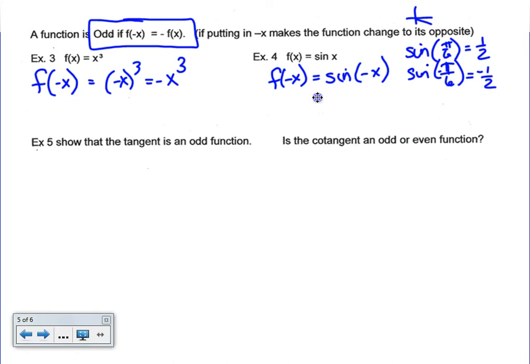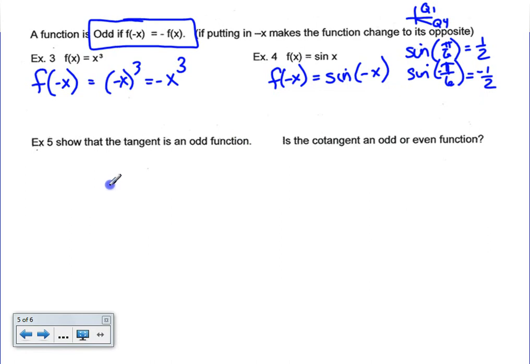And if you think about this, the reason that works is because this is quadrant 1, and this is quadrant 4. Sine is positive in quadrant 1, but if I bring it down to quadrant 4, all of a sudden the sine value is going to be negative, and that's why it works.